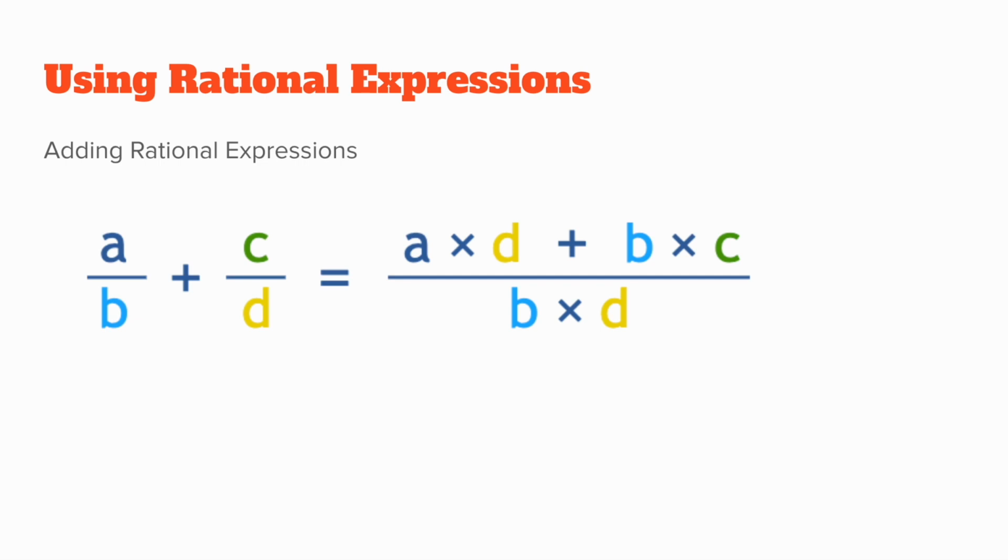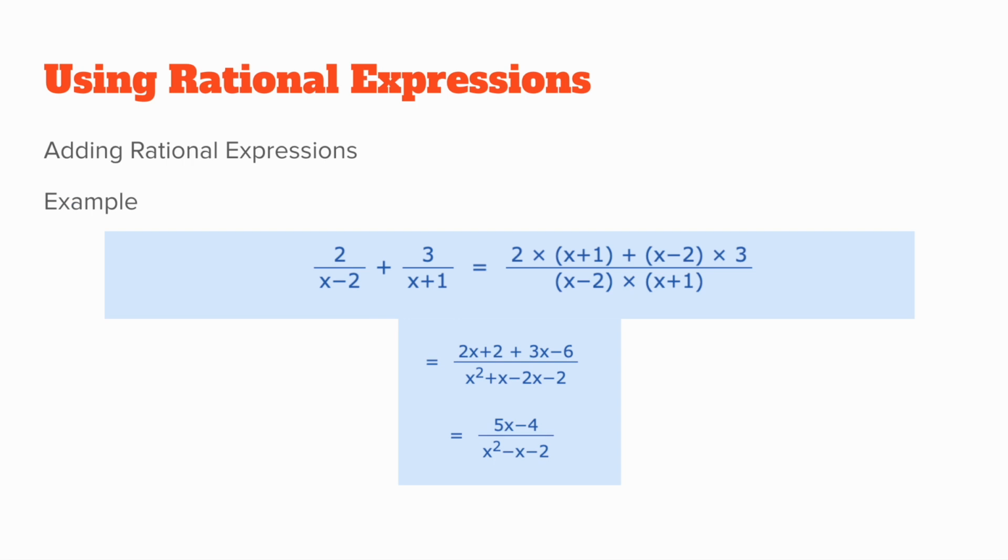So for example, when the problem is 2 over x minus 2 plus 3 over x plus 1, then the answer should be 2 times x plus 1 plus x minus 2 times 3 over x minus 2 times x plus 1. So we can just simplify it as 2x plus 2 plus 3x minus 6 over x squared plus x minus 2x minus 2, which should be 5x minus 4 over x squared minus x minus 2.